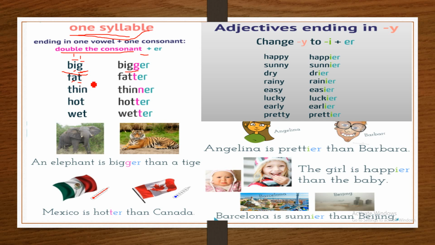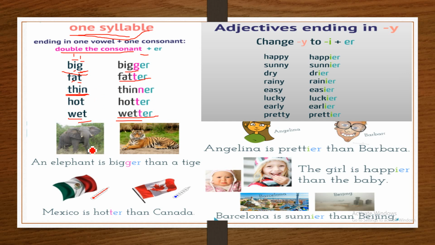Fat, one vowel, one consonant. We double the consonant, fat, fatter. Thin, one vowel, one consonant, thin, thinner. Hot, hotter, double T. Wet, wetter.